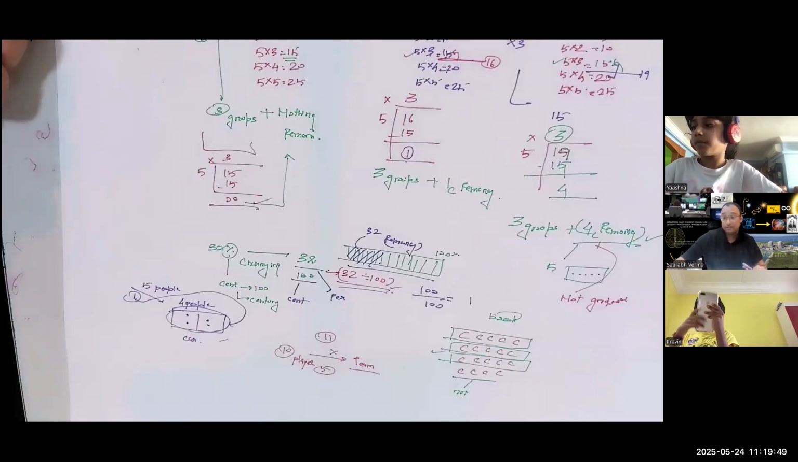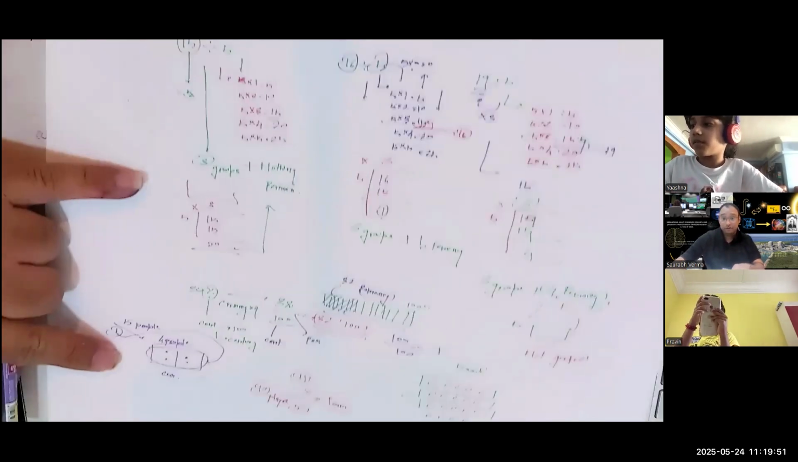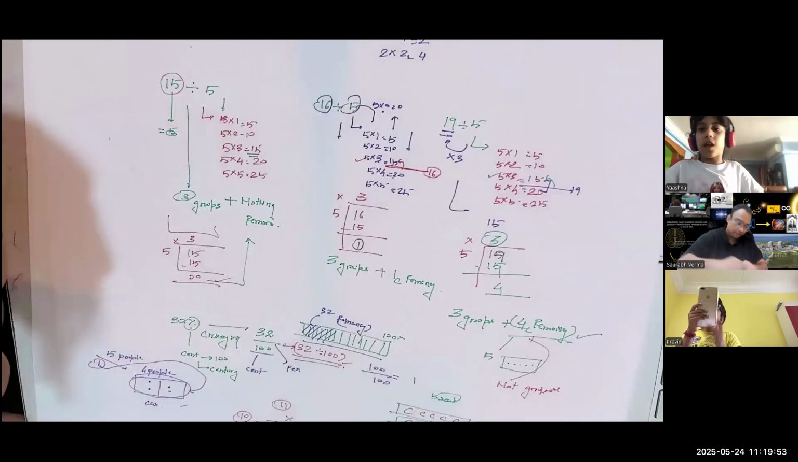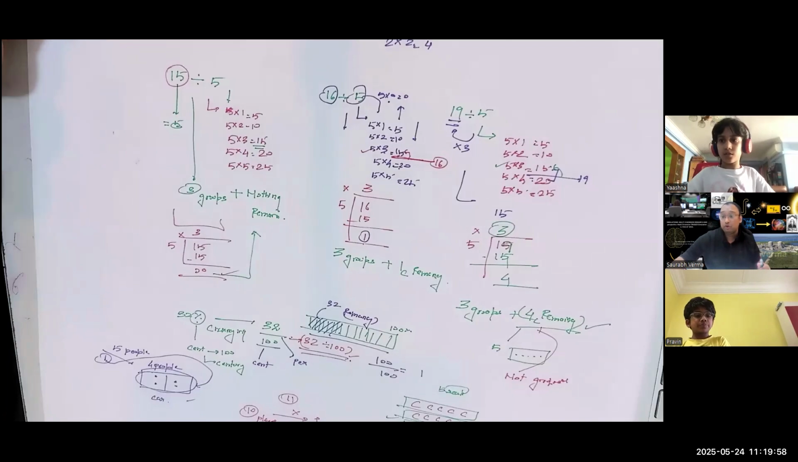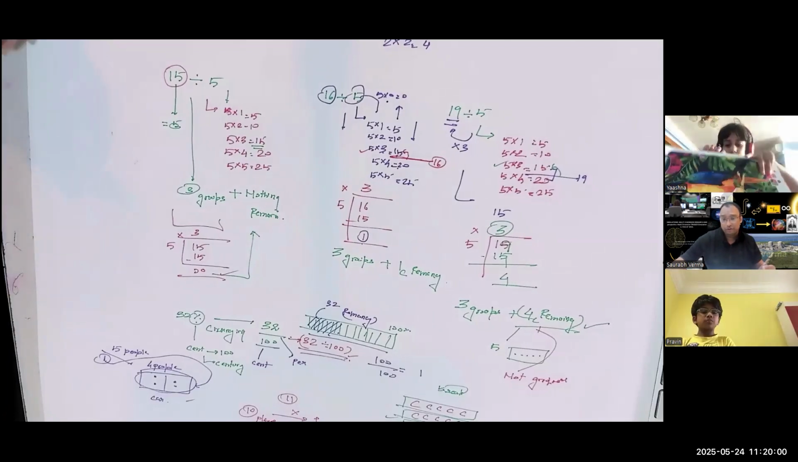Can you write all these? Try these all by yourself: 15 divided by 5, 16 divided by 5. Do I need to write? You have to do it by yourself first. Try, and if you can't get it, I will write.